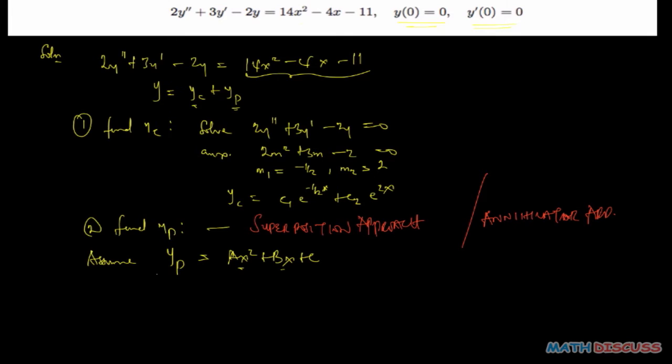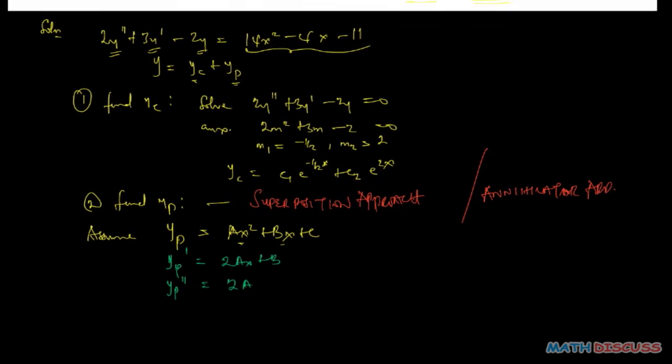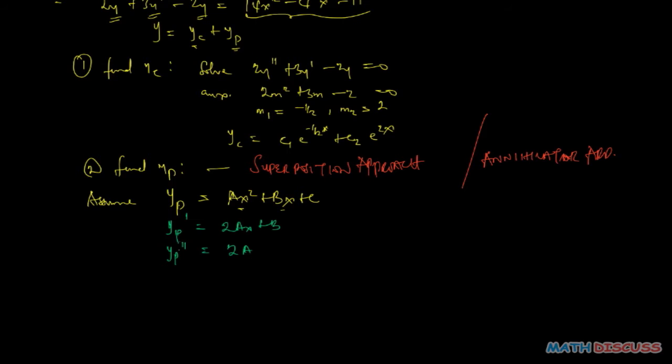So since they don't have a twin, for this yp to be a solution of this differential equation, it implies that when we substitute it into here, we should get this. I already have y, I want to find the derivative and the second derivative. So we have yp' = 2ax + b, and yp'' = 2a. The next thing we want to do is substitute all this into the differential equation.